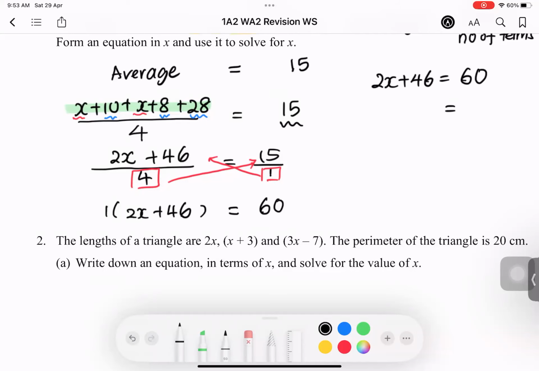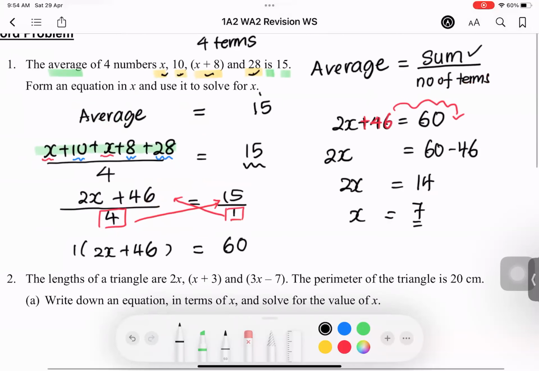Okay, Ian, I want to keep 2x over here. I don't want positive 46. Very good. I subtract 46. Then this is 2x equals to 14. How to find x? Divide by 2, x becomes 7. Yes, very good, well done. Okay, so from the equation, use it to solve for x, no problem. Very good. Now let's move on to the next question.